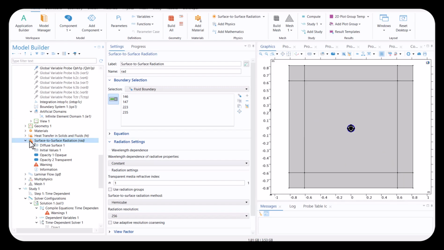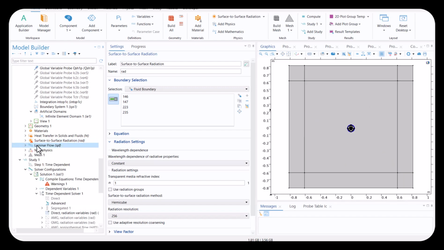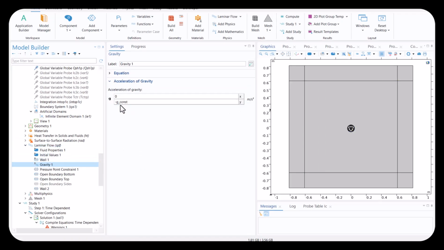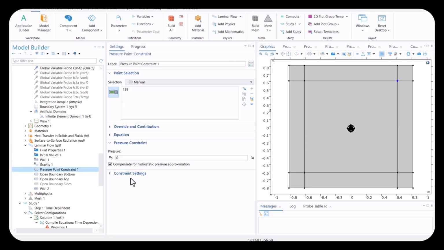The remaining part of the heat generated in the cable is transferred out convectively due to natural convection as determined by the laminar flow physics interface. Here, compressibility is set to weakly compressible flow. Include gravity is checked. Gravity's direction and magnitude is specified. A pressure point constraint is applied in the fluid.